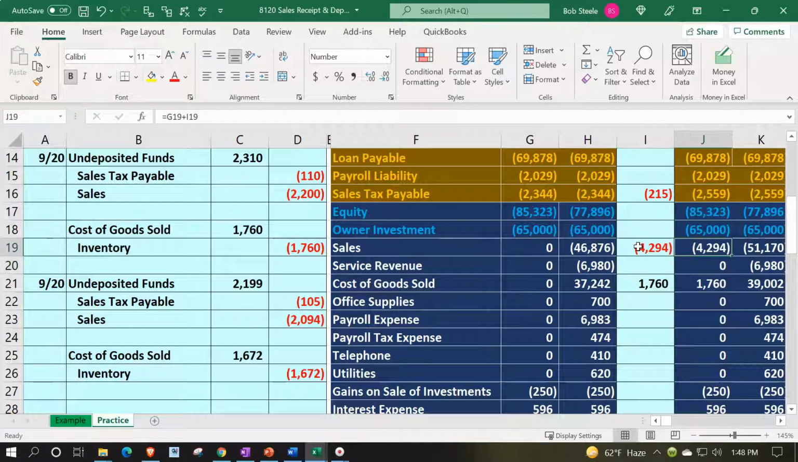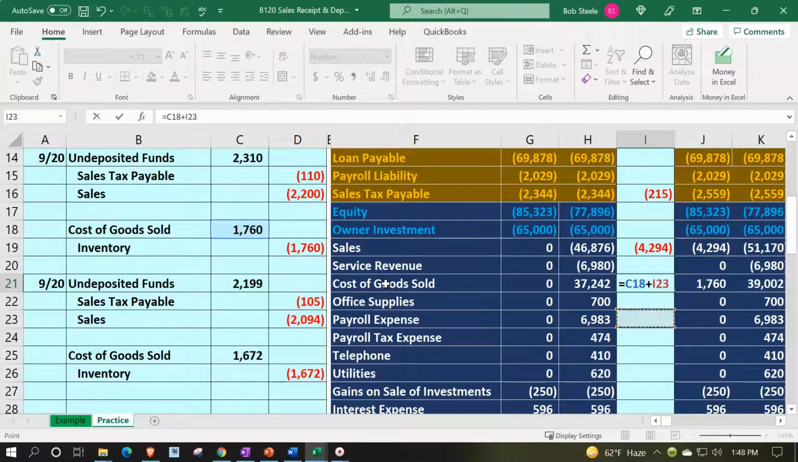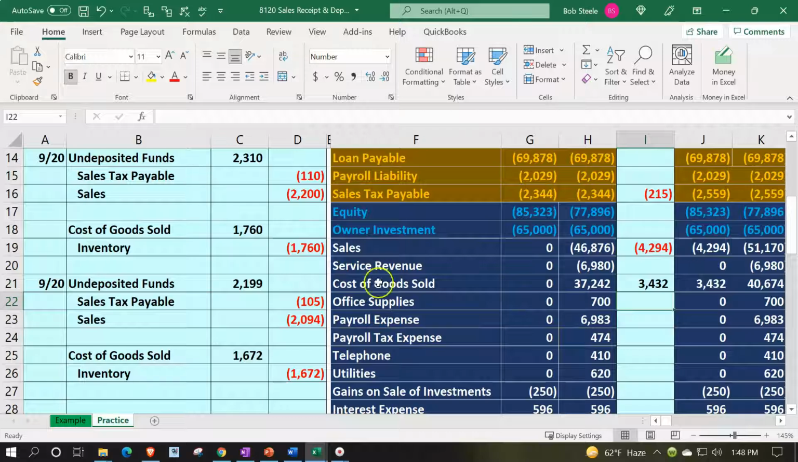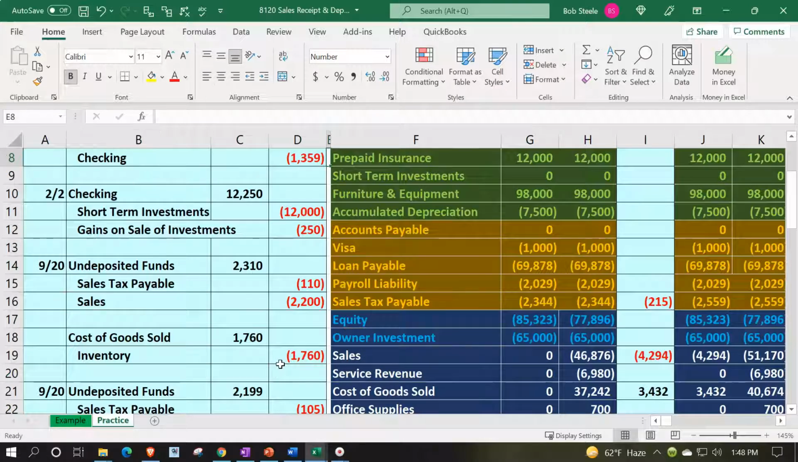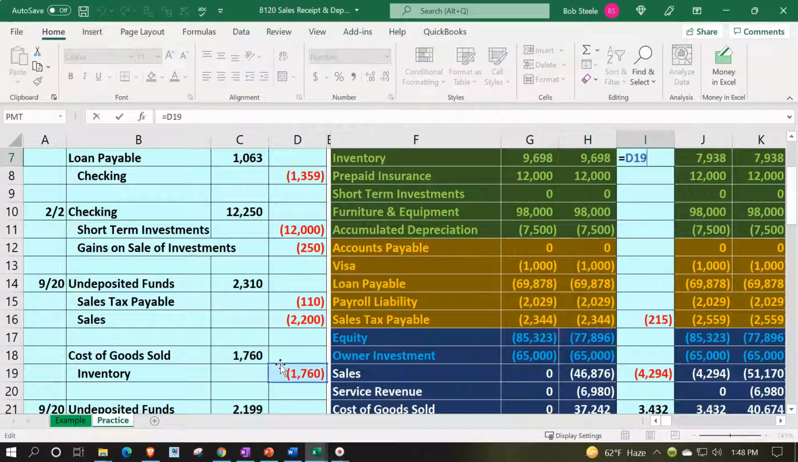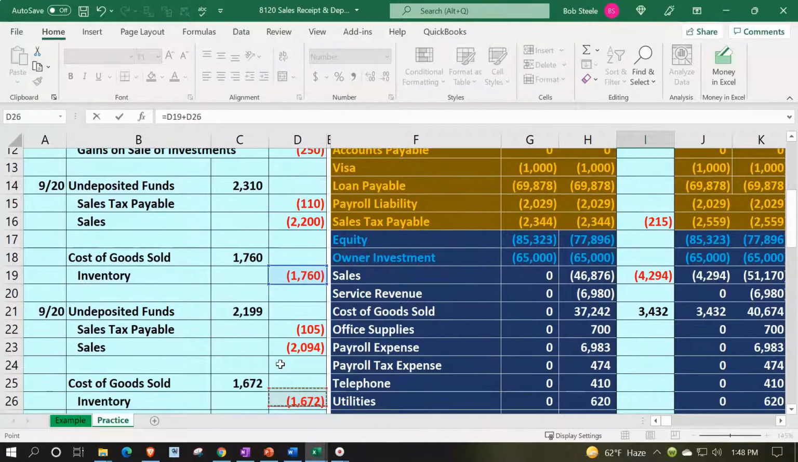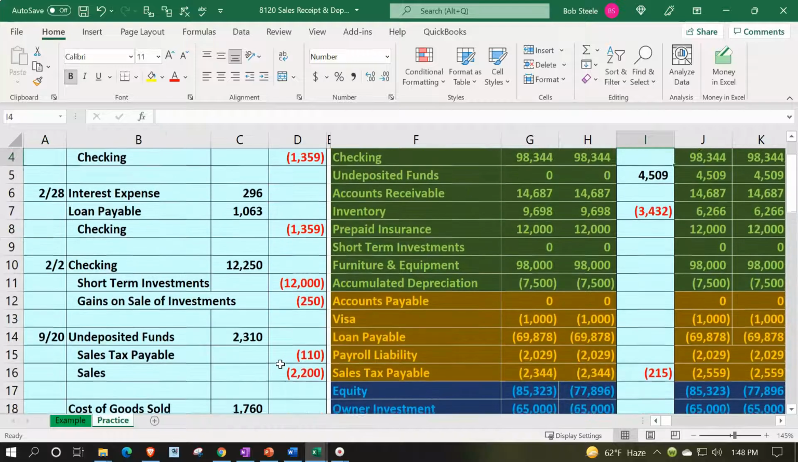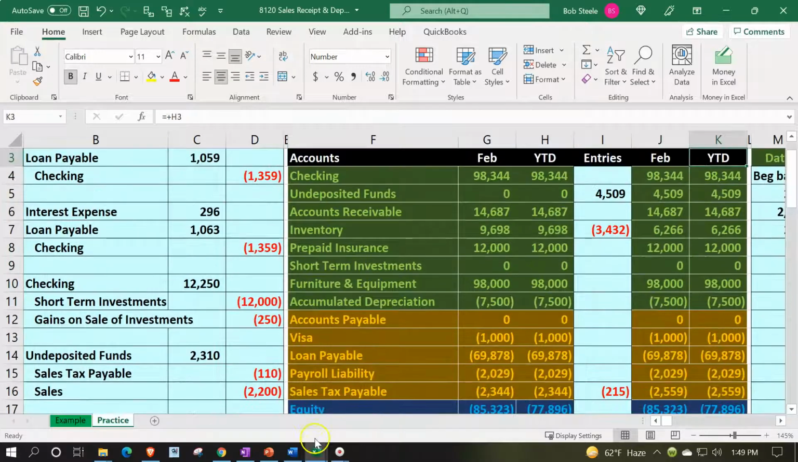Bringing it up. And then we've got the cost of goods sold as the next one. Cost of goods sold is going to be right here. F2 plus F2 is the 1672. And then finally, inventory, the last item. Inventory is up top. F2 plus F2. Scrolling down to the inventory. There we have it. That puts us back in balance again.